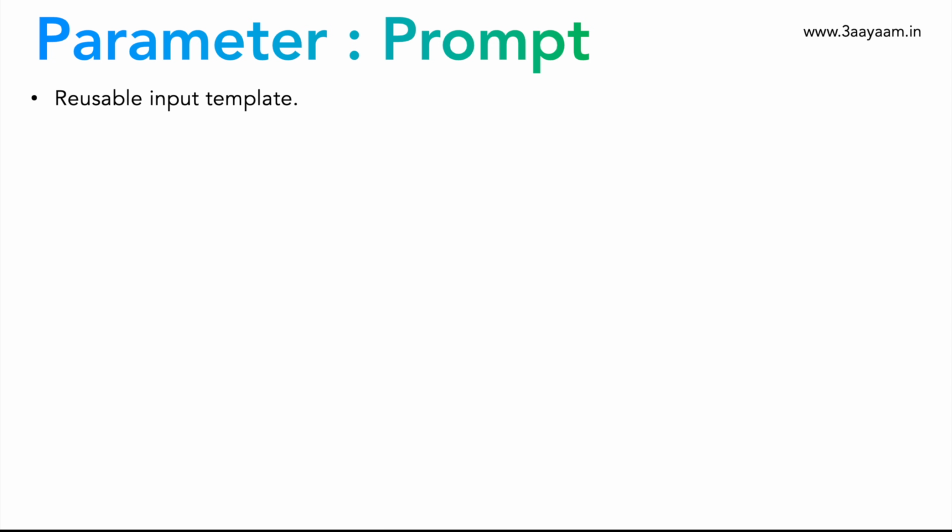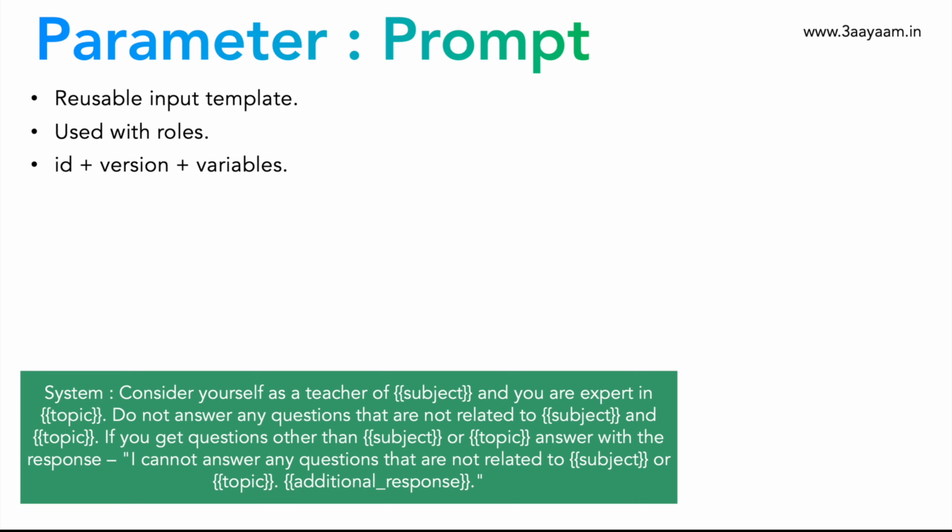This is used as a reusable input template, not an output template, and it can be used with roles. The major purpose of the prompt template is to be used with the roles. And while creating a prompt, we provide the ID, its version, and the variables. What do I mean by that?